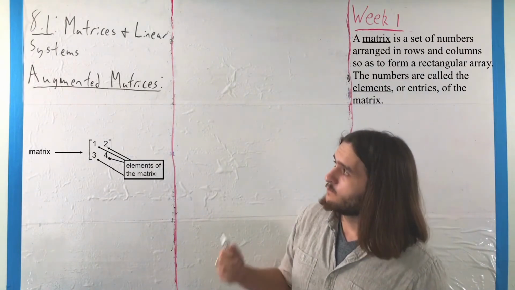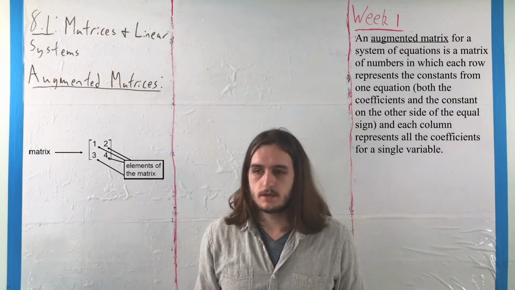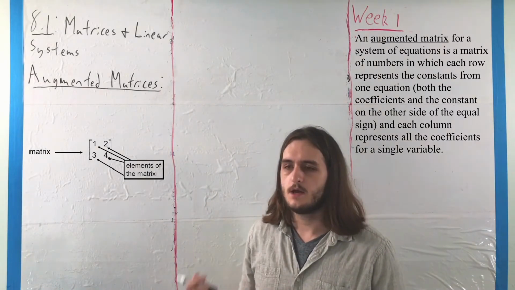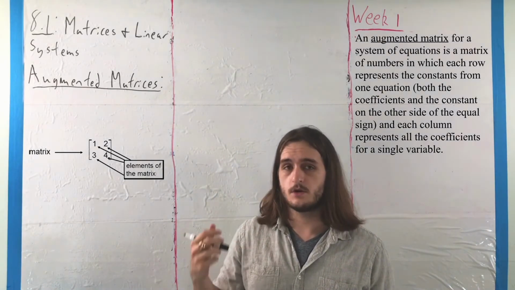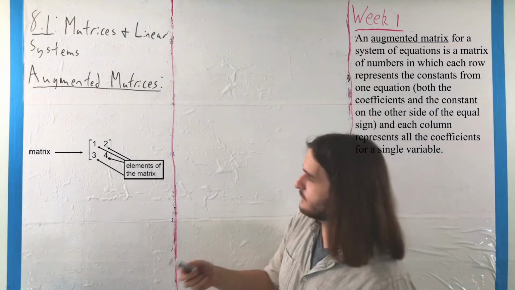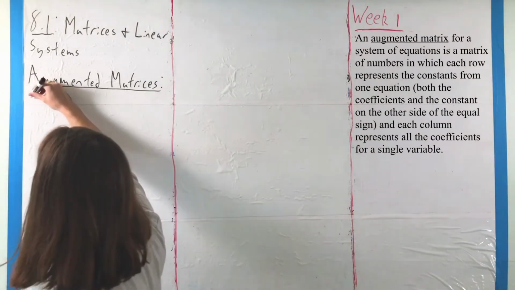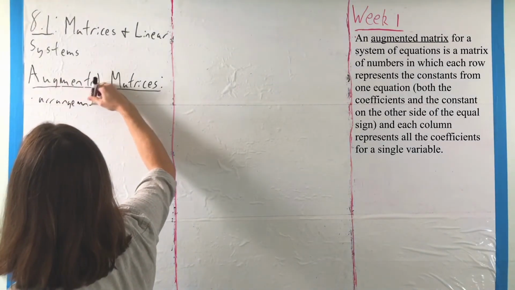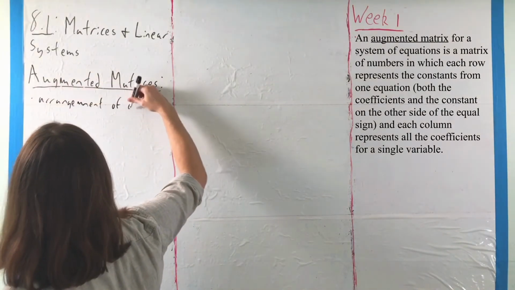And in particular, when we're looking at an augmented matrix, at least for this section, what we're thinking of is a representation of a system of linear equations. Specifically, we're talking about an arrangement of coefficients.